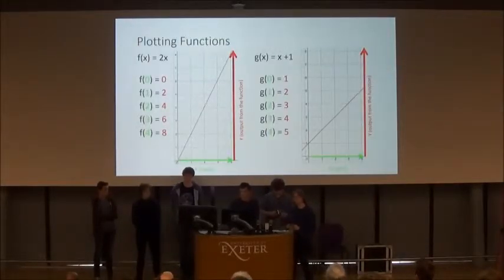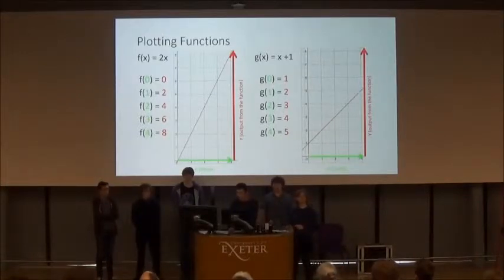It's also important that we know how to graph functions. So we put the input of the function along the x-axis, and the output of the function along the y-axis. In our previous example, f of x equals 2x, each of our y values is going to be double each of our x values because we're multiplying the input by 2 to get to the output. And for our other example, each of our y values will be 1 more than our x values because we're adding 1 to the input to get the output.